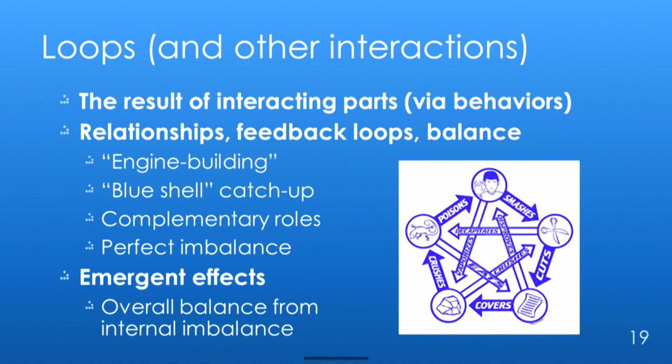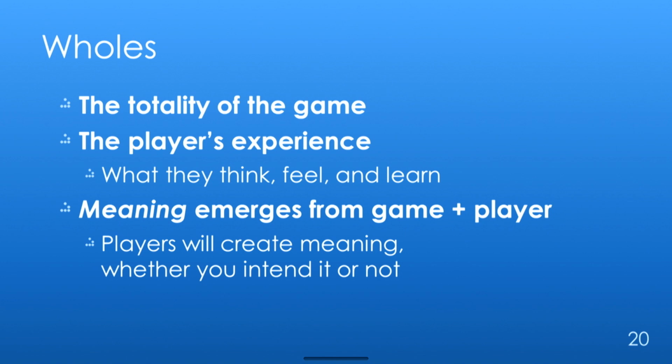Now, moving on to wholes, from parts to loops to wholes, this is the totality of the game, what the player experiences, what they think, what they feel, what they learn from playing the game. This is where, going back to what I said a few minutes ago, meaning emerges from the system of the game plus the player. They're both subsystems within the overall system, and of course they have subsystems within them. The thing you need to realize is that players will create meaning about your game whether you like it or not.